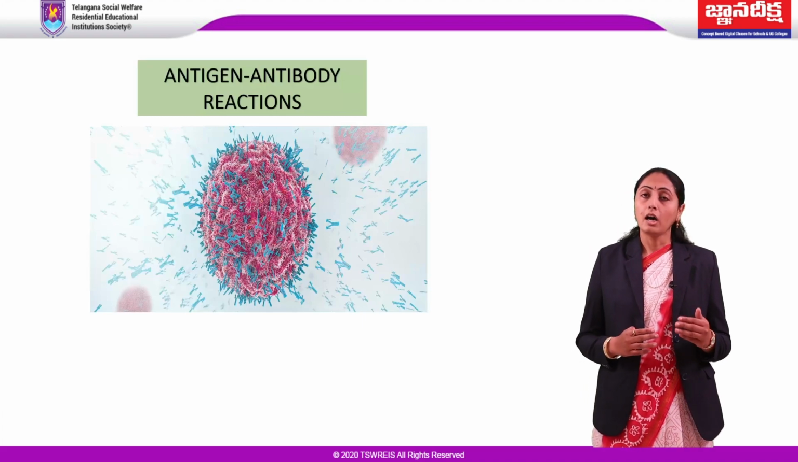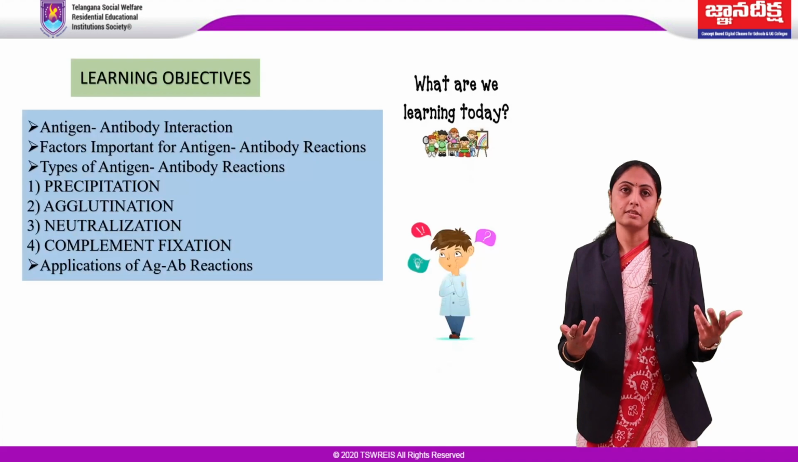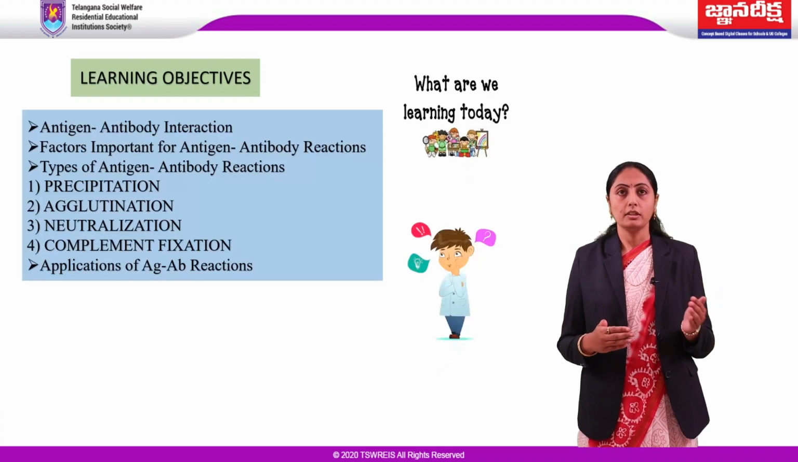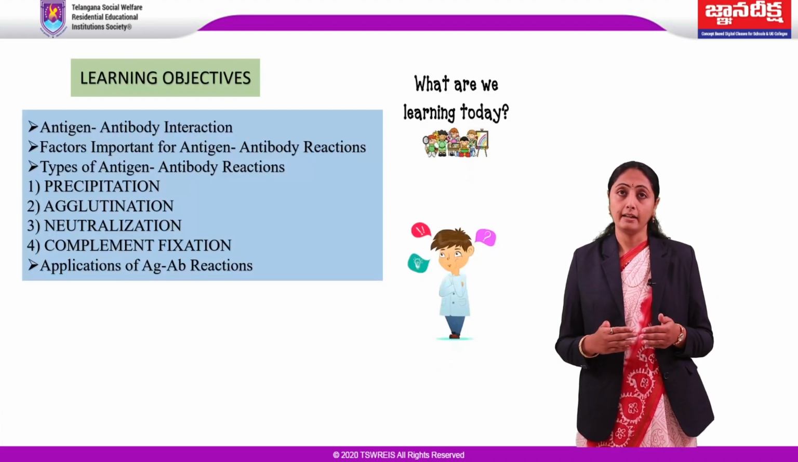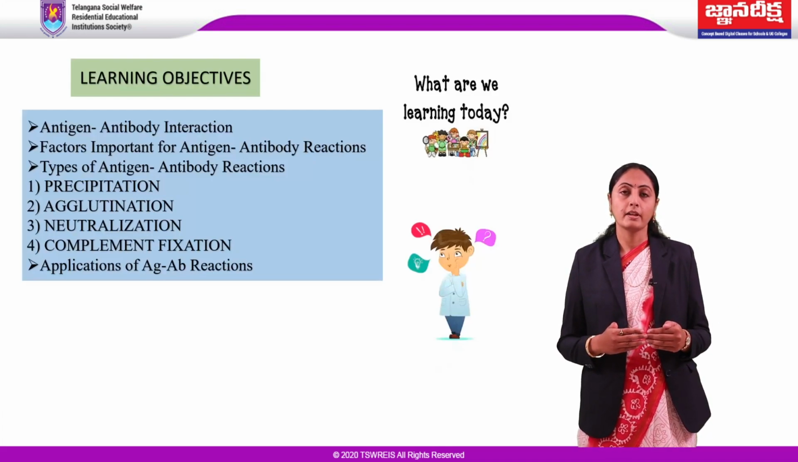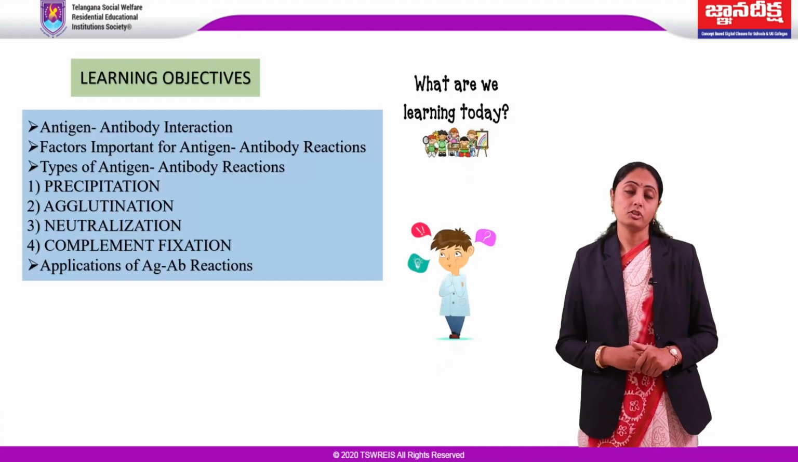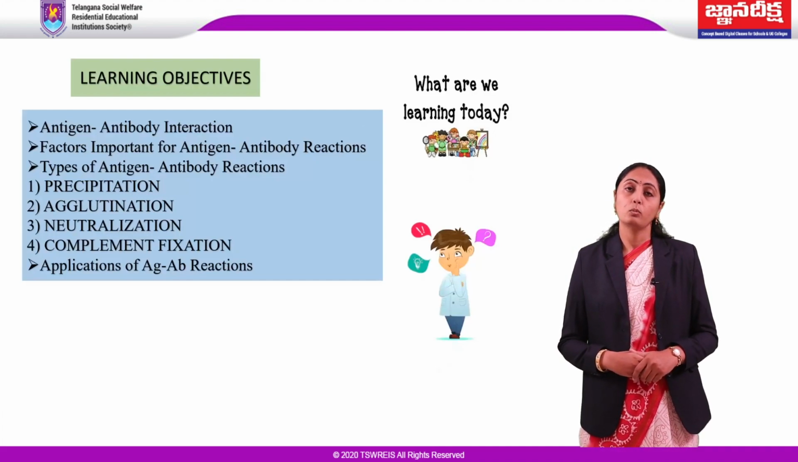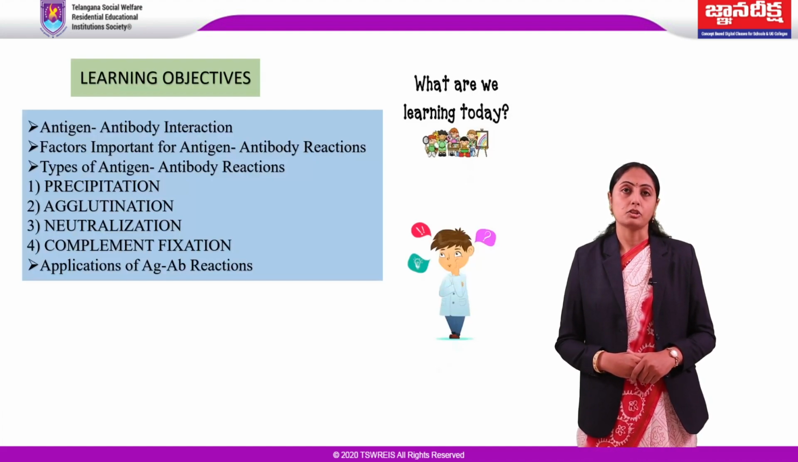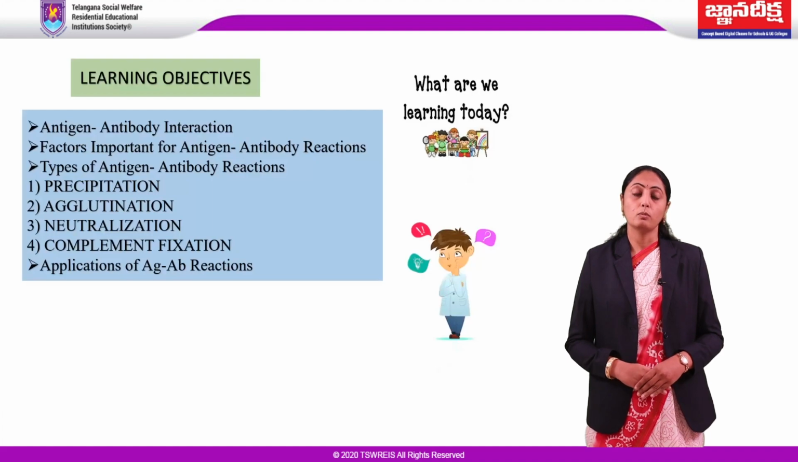Today we will learn how an antigen and antibody interact, what the different forces are that play a role in antigen-antibody reaction, and the various factors that influence these reactions. We will also look into the four main types of antigen-antibody reactions, which are precipitation, agglutination, neutralization and complement fixation. Finally, in vitro applications of these reactions will be covered.